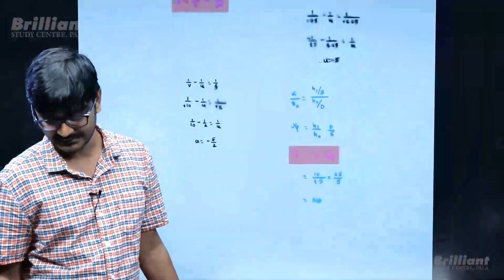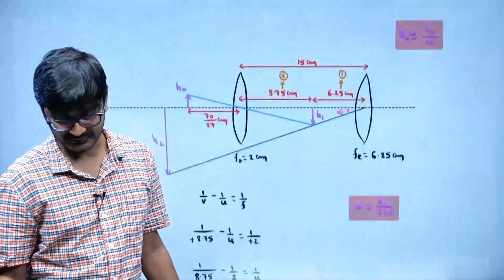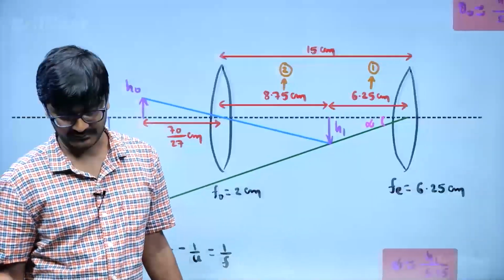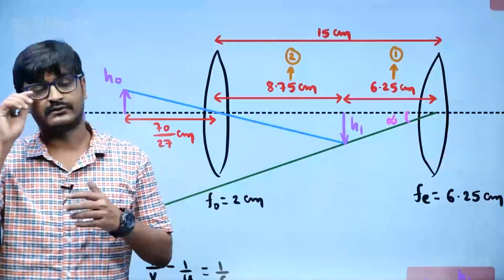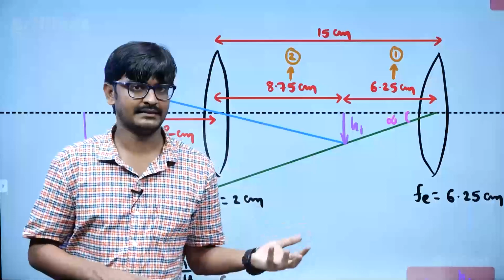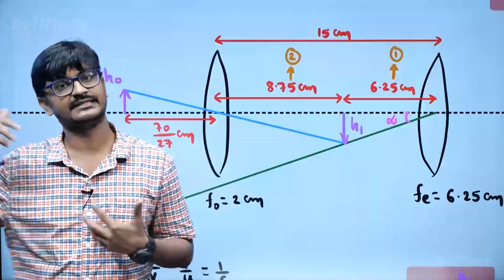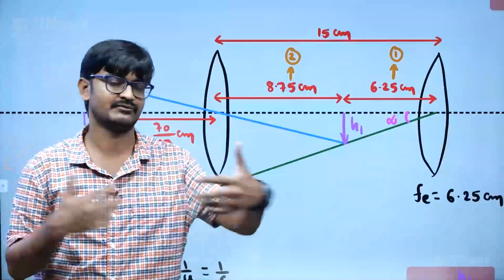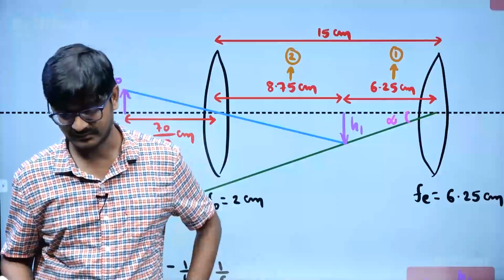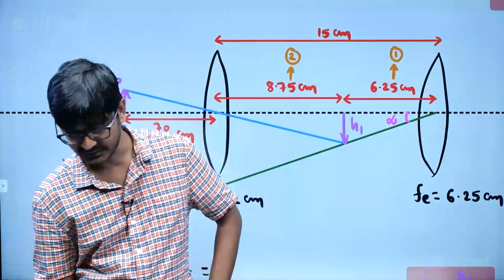Now let us see the same question if the final image is forming at infinity. If the final image has to form at infinity, this is called normal adjustment, and the other is near point adjustment. Normal adjustment means the image is forming at infinity, and near point means the image is forming at 25 centimeters, that is the near point. So what all things have been given in the question?